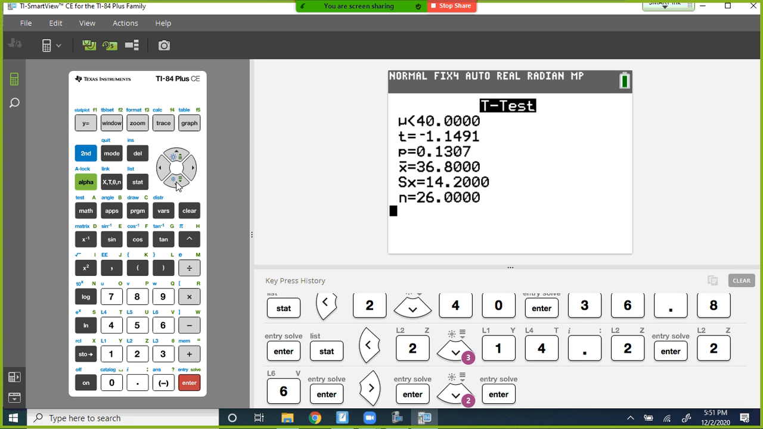All right. So when you do this, you get a t sub 0 of negative 1.1491. And then you also got a p-value of 0.1307. Those two bits of information you need to pull off of your calculator and write down, because that's what you're going to use. We're going to do some analysis, but they have to give us an alpha, a statement of significance, or they have to tell us it's a confidence interval. One of the two they have to give to us.